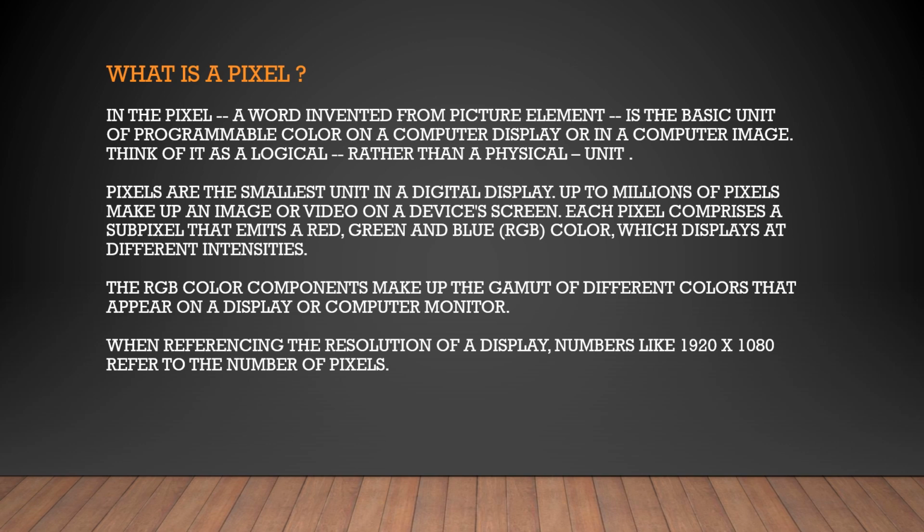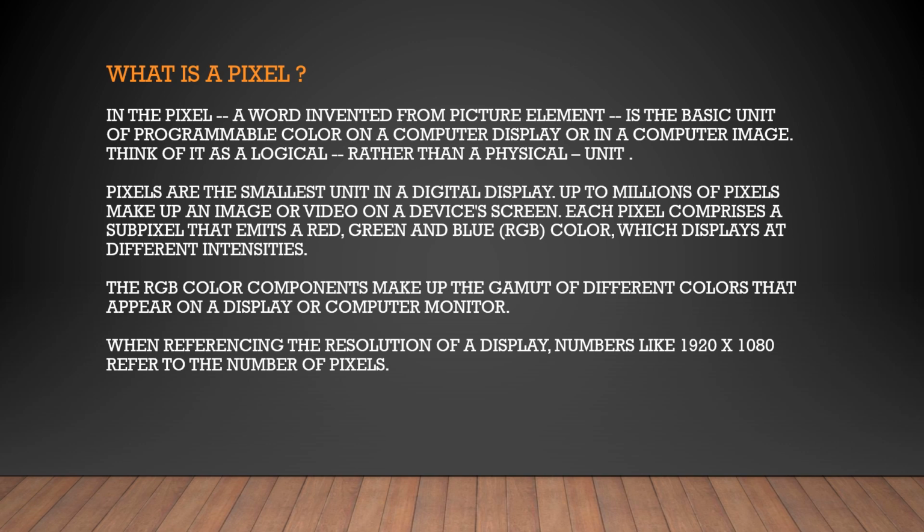A pixel, short for picture element, is the basic unit of programmable color on a computer display or in a computer image. Think of it as a logical rather than a physical unit. Pixels are the smallest unit in a digital display. Up to millions of pixels make up an image or video on a device screen.